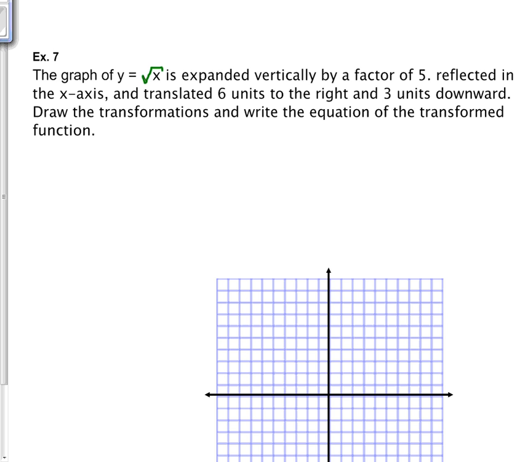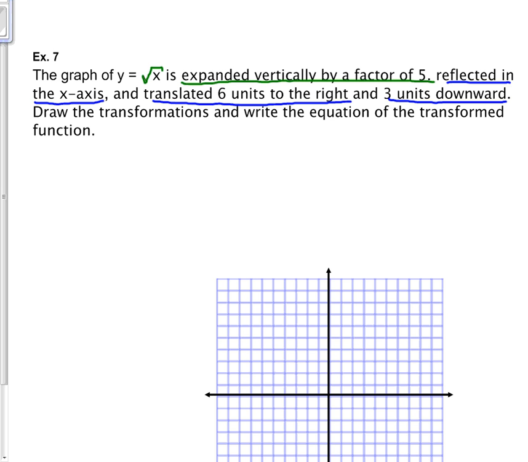Example number 7 and last, thank goodness, we have a lot of English, so we're going to translate it into math. The graph of y equals the square root of x is expanded vertically by a factor of 5, reflected in the x-axis, translated 6 units to the right, and 3 units downwards. So we have 3 different things going on. We are going to do a quick check and make sure it follows in the order that we are used to working left to right.